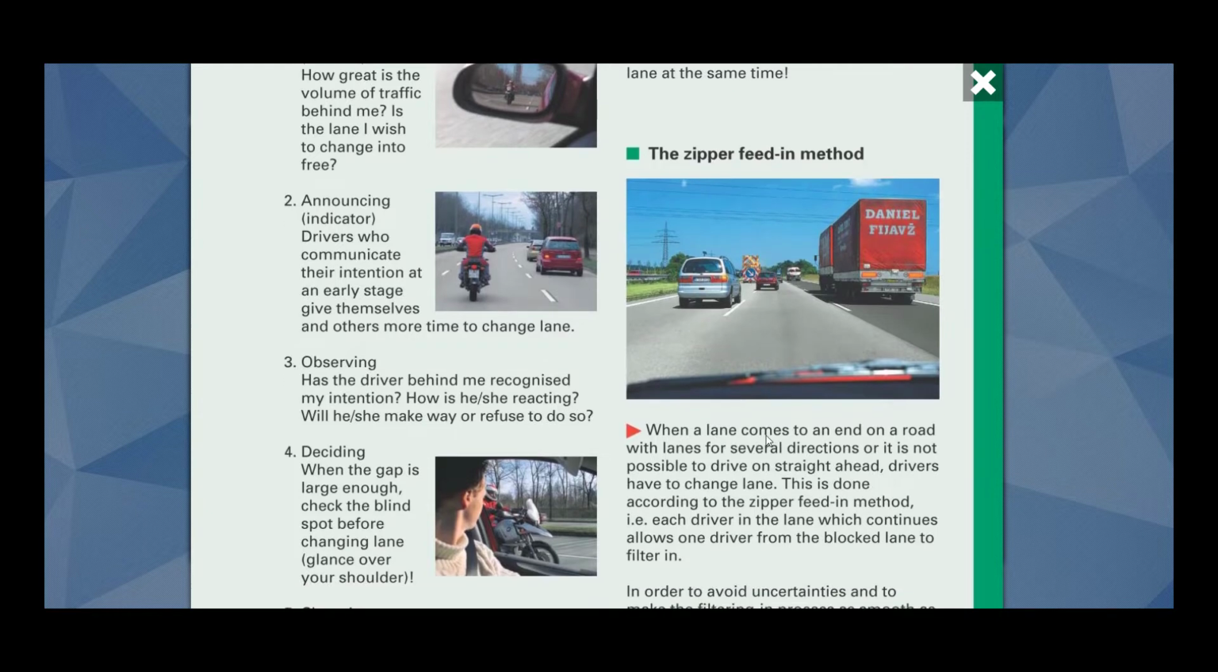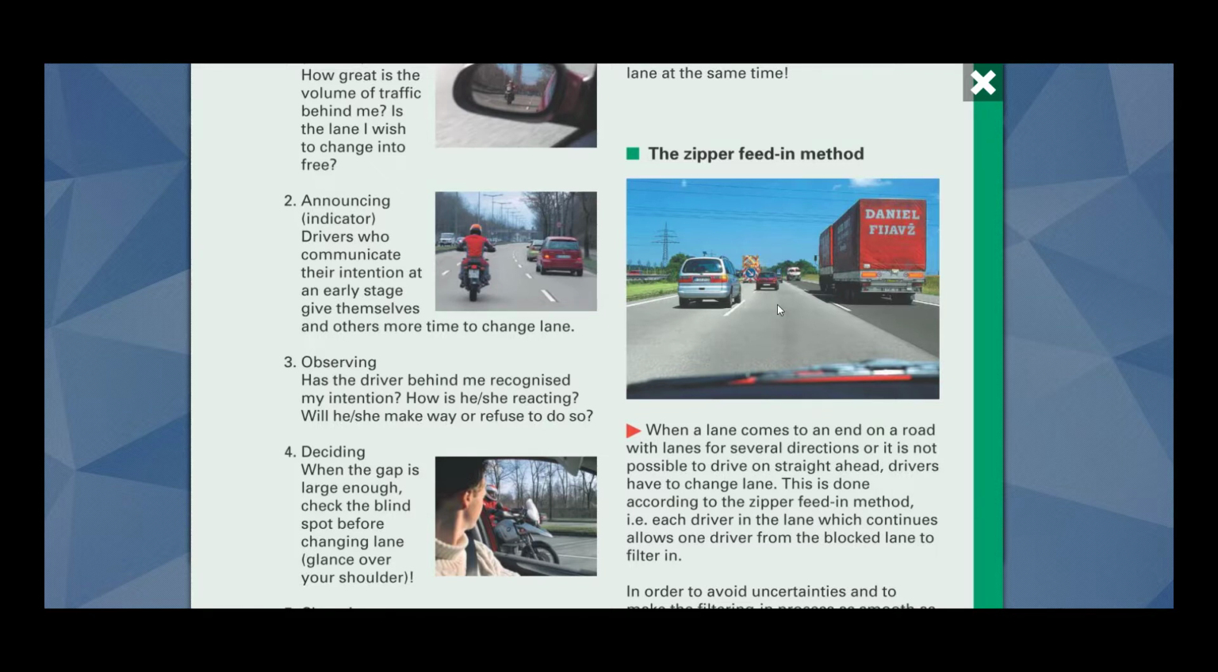When a lane comes to an end on a road with several lanes in one direction, or it is not possible to drive straight ahead, drivers have to change lane. So if there is no possibility for you to drive straight ahead because of some kind of obstruction, then you have to change lane. This is done according to the zipper feed-in method. And what is the zipper feed-in method? Each driver in the lane which continues allows one driver from the blocked lane to filter in. So if you are on the continuing lane, then you have to allow a driver from the blocked lane to filter in.